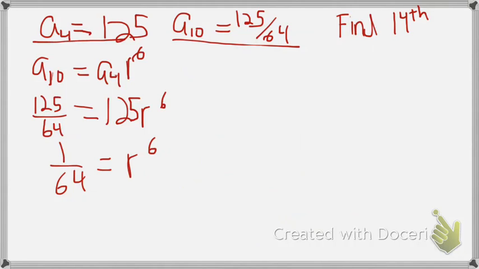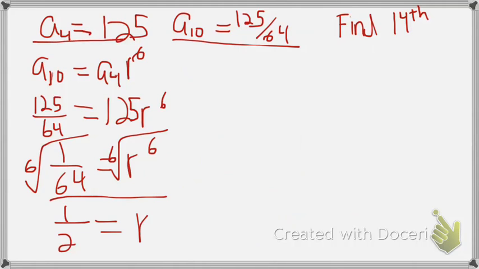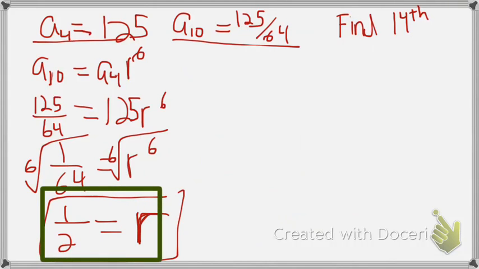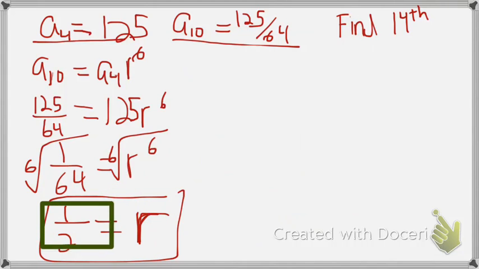And then take the 6th root. Therefore, you get 1 over 2 equals r. That's our r. That's one thing, and that's why I circled it, because I think it's important that we keep track of that. It can get lost in all the work that we're doing.